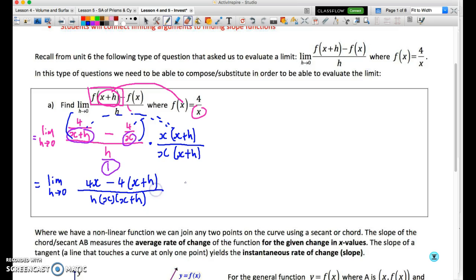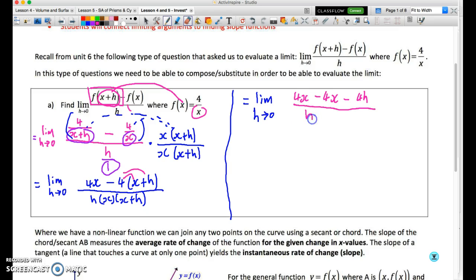Okay, I'm going to move over to the right hand side of the box here and do a little bit more simplifying. So the limit as h approaches 0, and then do a little more distribution in here. Distribute out the 4, and I'm going to get 4x minus 4x minus 4h in the numerator. In the denominator, I'm going to leave it as is for now. Do a little more simplifying. So 4x minus 4x is obviously going to cancel out. I'm now left with minus 4h in the numerator, and so I can cancel the h's as well.